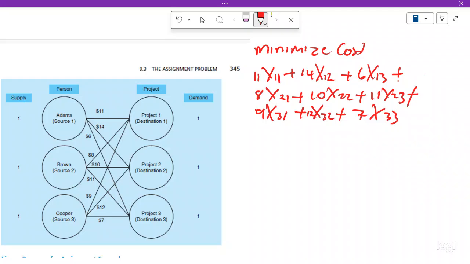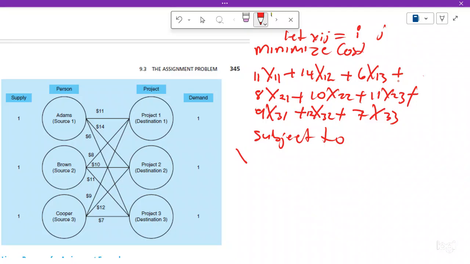Subject to, again, subject to: here let xij equal 1, whereby i is your source and j is your demand. Then these are your constraints now.